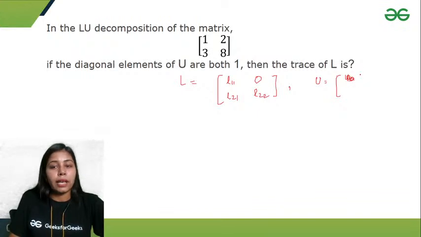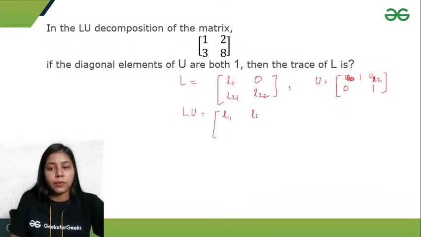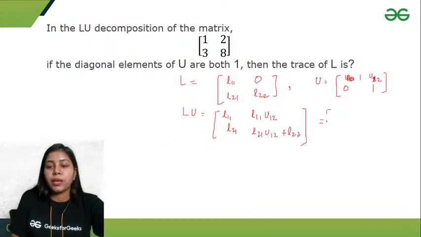Okay, we have to take diagonal entries as 1, 1, and let's take it as U12, and this one will be 0, right? So LU will be L11, and this will be L11 U12, and this will be L21, right? And this will become L21 U12 plus L22, right? Again I'll compare. On comparison, let's compare with 1, 2, 3 and 8.